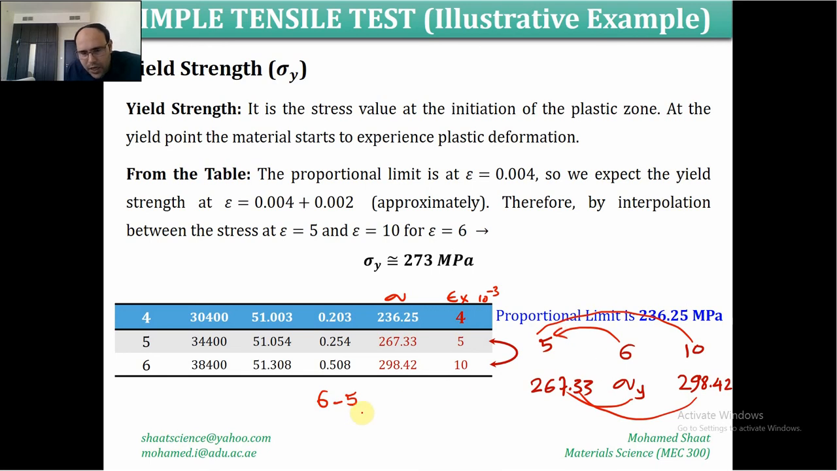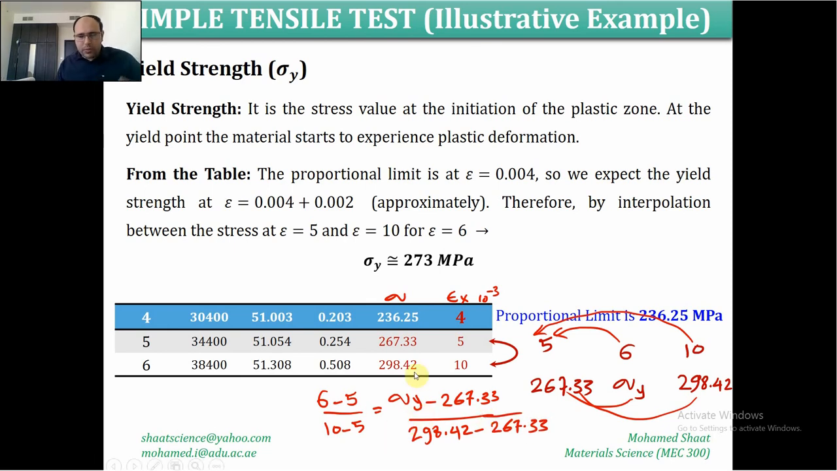5, divided by 10 negative 5, this should equal the difference between sigma y negative 267.33, divided by 298.42 negative 267.33. So we can end up with this relation. If we do cross multiplication, we can simply calculate sigma y, which should give us around this value, 273, or another value close to it.